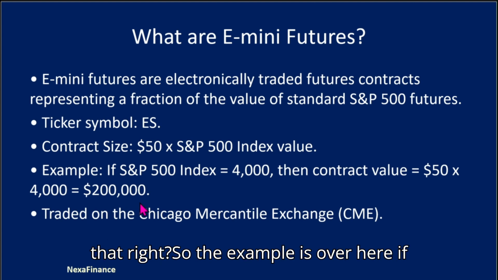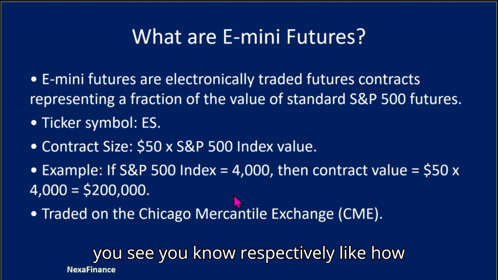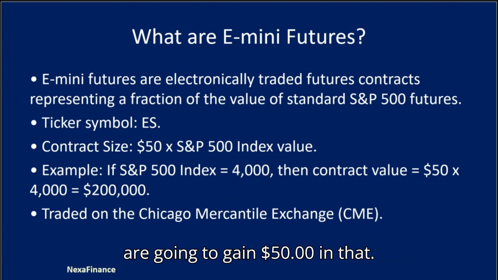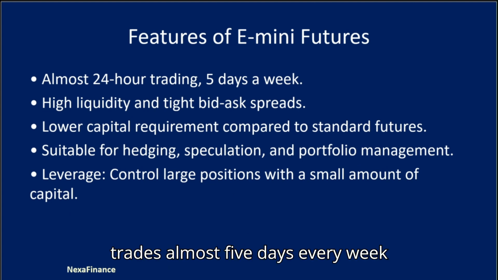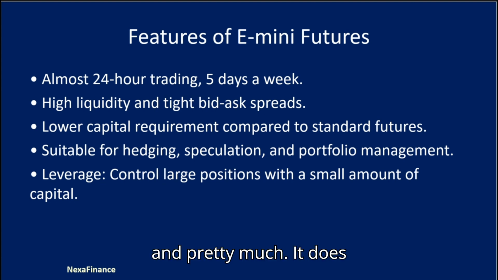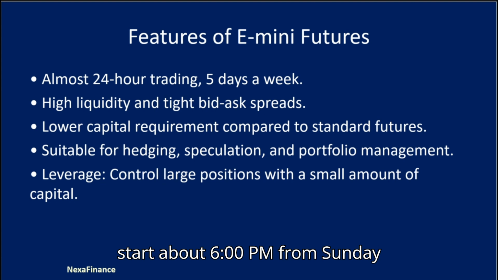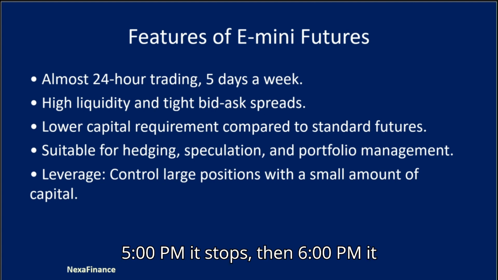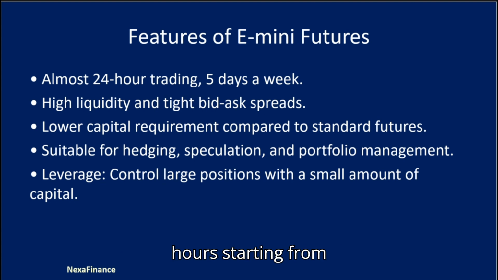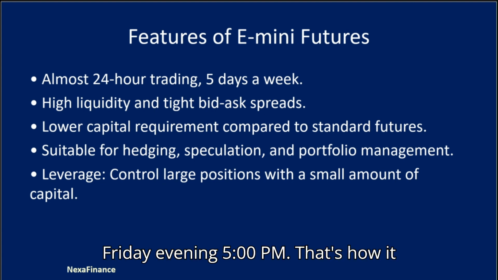So the example is over here. If you see, respectively, how the index moves, for each point you are going to gain $50. Now, what are the features over here? It trades almost 5 days every week, and it starts about 6 p.m. on Sunday, and it takes an hour of break on the weekdays at about 5 p.m. So at 5 p.m. it stops, then at 6 p.m. it starts. So it goes in that cycle, 23 hours, starting from Sunday evening 6 p.m. till Friday evening 5 p.m.